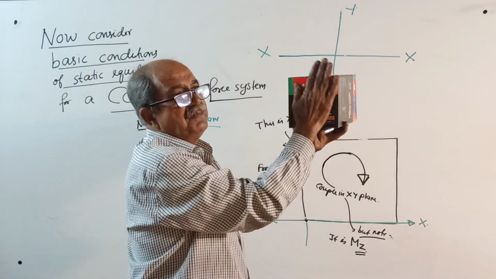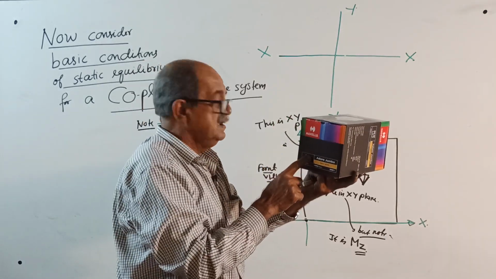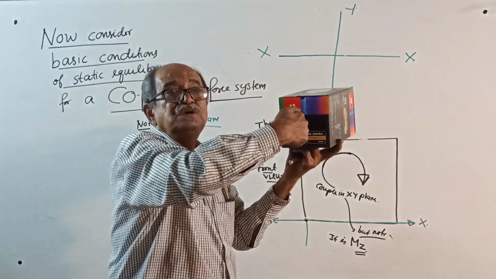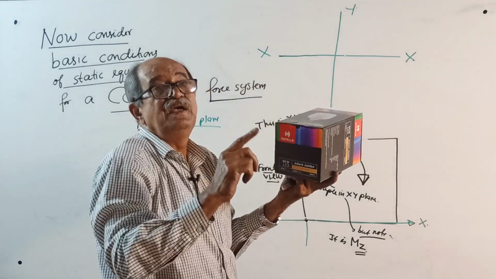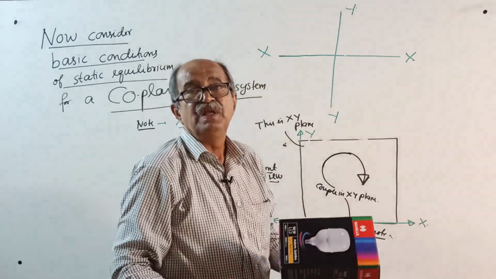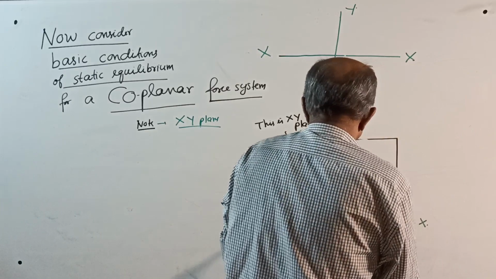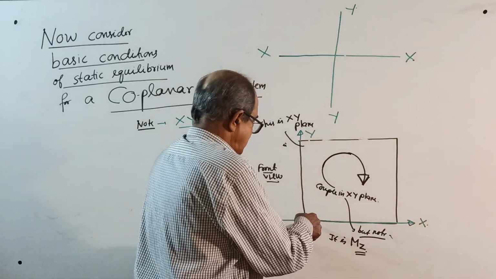This way. Couple in XY plane. See, couple in XY plane, but it is about ZZ. It is neither MX nor MY, it is MZ. It is MZ, or, see, it is about this axis, see, this axis.